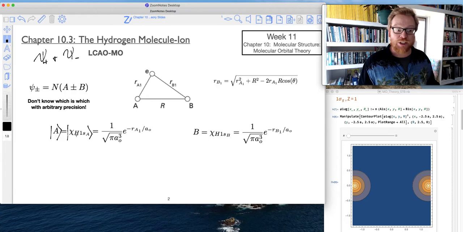And of course, hydrogen, 1s electron, and A, meaning that it's atom A. And this should all look familiar to us, right? This is our hydrogen ground state wave function. Hopefully you've got this tattooed on your forehead by now. Okay, so then B.